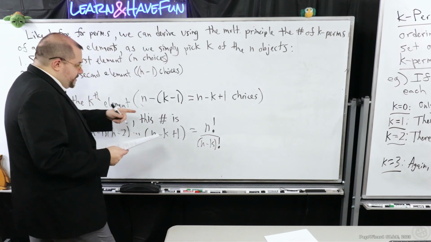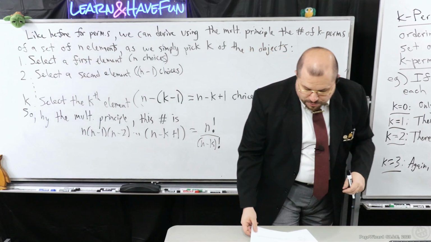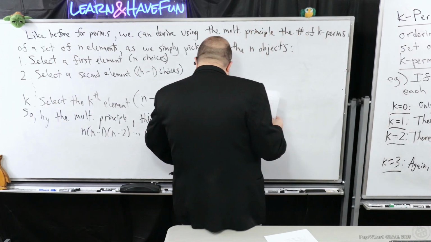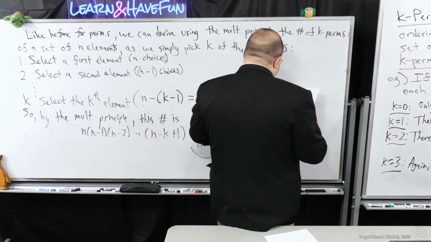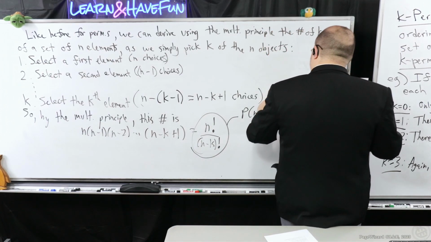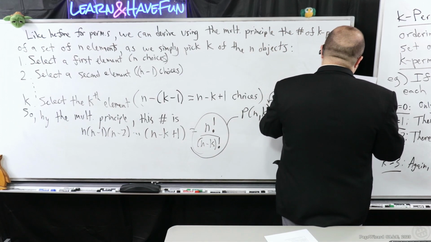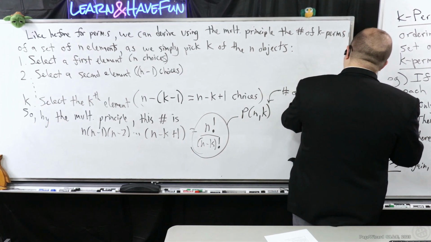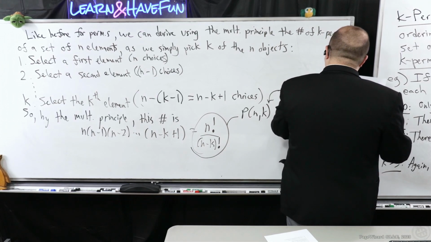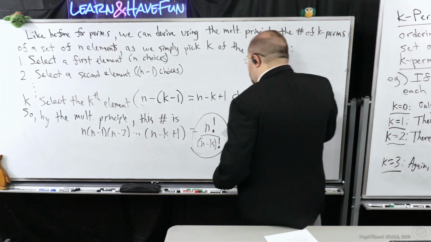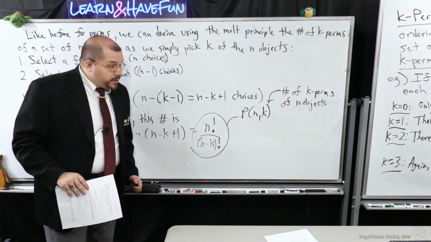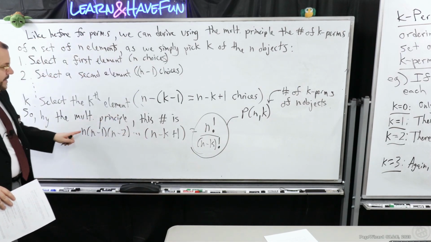Very often, this right here gets written in a specific way. This is denoted as P(n,k). This is the number of k-permutations of n objects. So P(n,k) equals n factorial over n minus k factorial, or equivalently this.